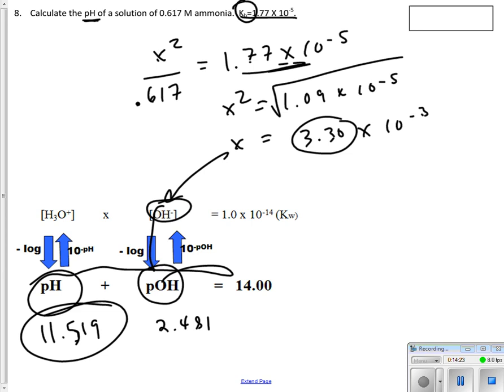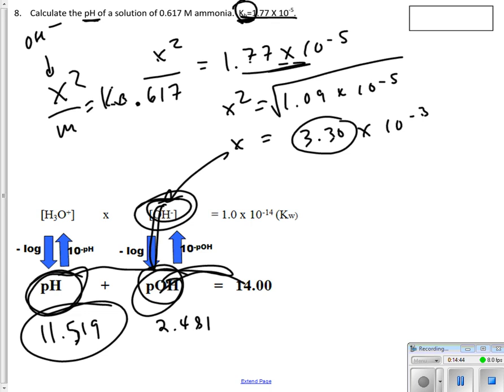But the idea is when they give you Kb, ultimately every ICE table is going to be x squared over molarity, in this case is Kb. X is equal to OH minus. So in pH land, you're starting there. Negative log, pOH. Subtract it from 14, you get pH. Bam.